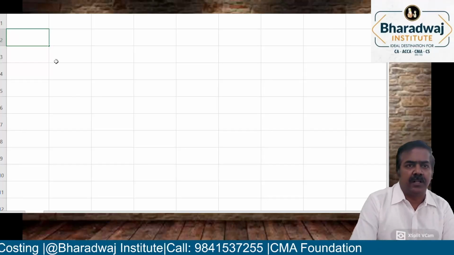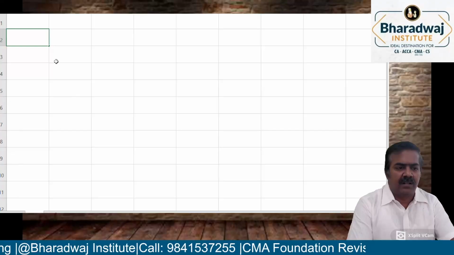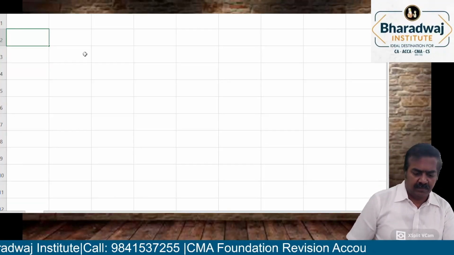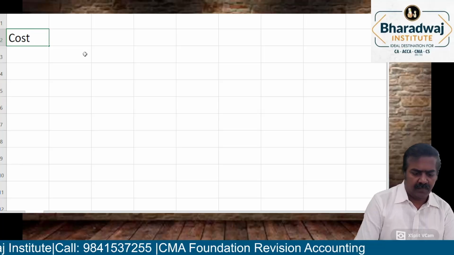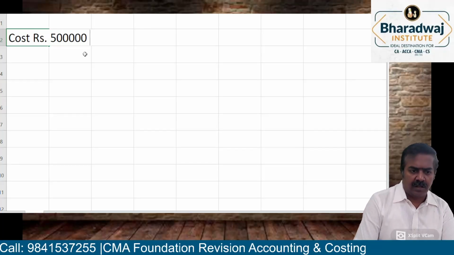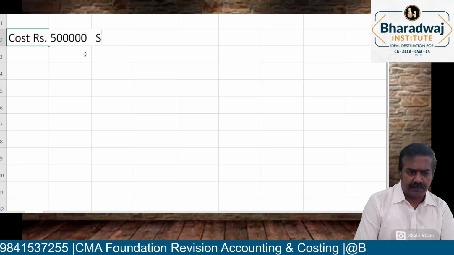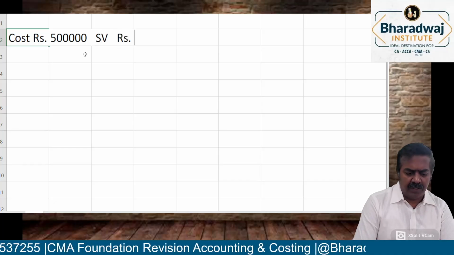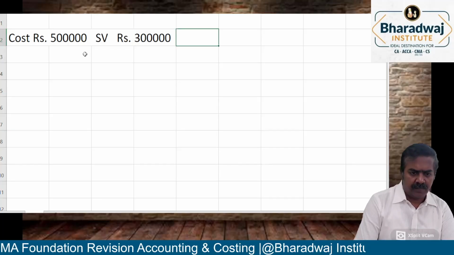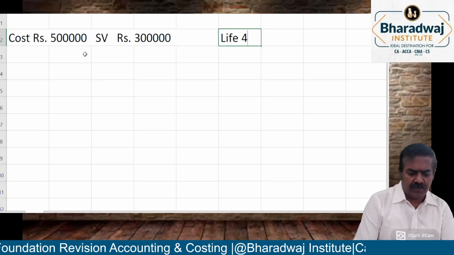Certain numerical questions based on which one? Depreciation, let us do. Cost rupees 5 lakhs. Scrap value rupees 30,000. Life 4 years.